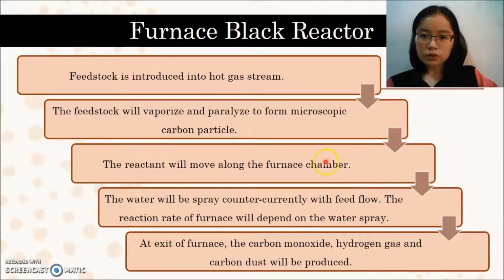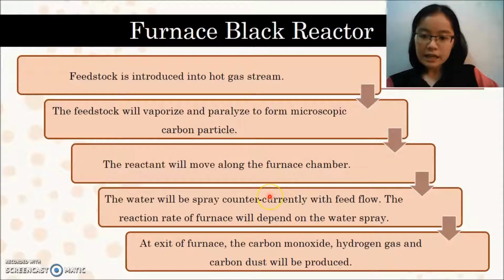Now I would like to talk about the process of the furnace black reactor. The feedstock is introduced into the hot gas stream, which is at the combustion zone. After that, it will go to the mixing zone, where the feedstock will vaporize and pyrolyze to form microscopic carbon particles. After that, it will go to the reaction zone, where the reactant will move along the furnace chamber.